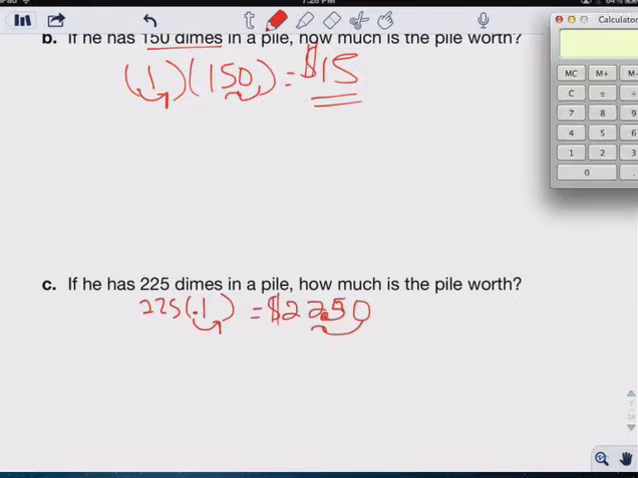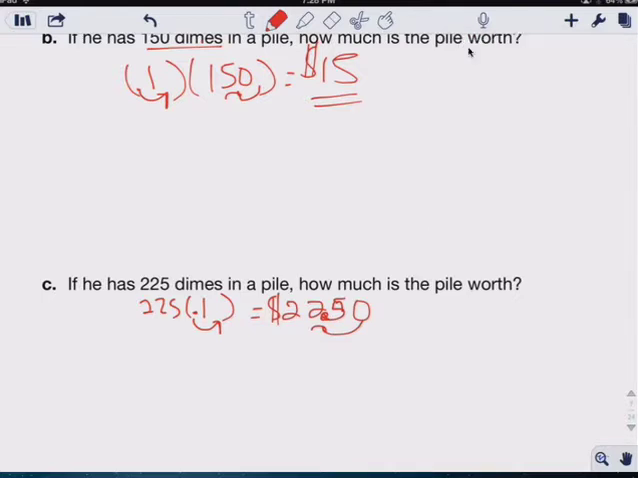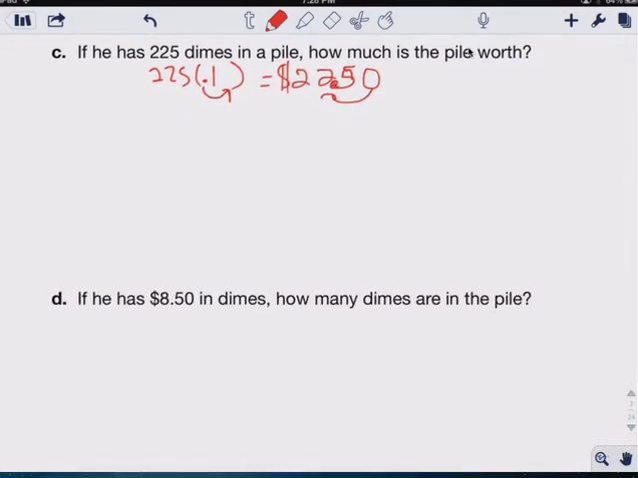Use your calculator if you doubt me. So watch. 225 times 0.10 equals, voila. Okay, 1 is easy to multiply with. If you have $8.50 in dimes, I can tell you how many dimes. How many dimes are in the pile?